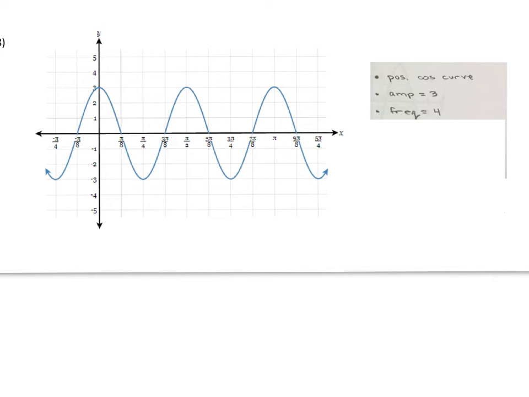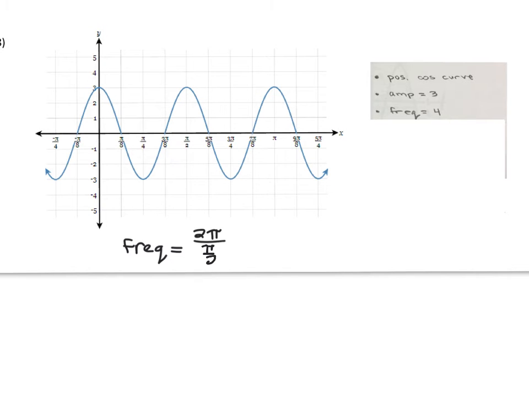Now, if you had trouble doing that, keep in mind we have a formula that we could always use to find the frequency. We know that frequency is equal to 2 pi over the period. So here, if you look, the period is the length of one cycle. So the period, one cycle goes from here to here. So it takes pi over 2 units to do that. So pi over 2, right, is your period.